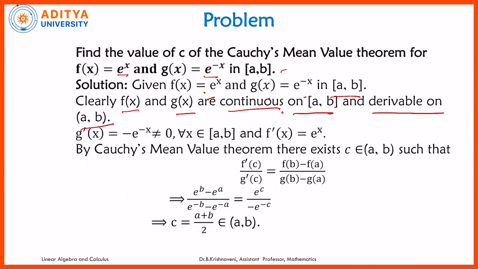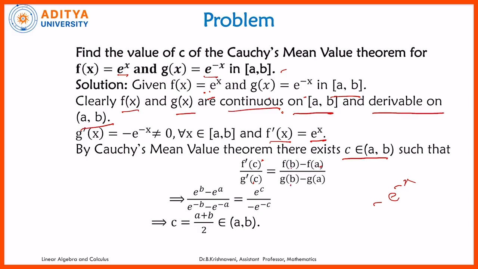Now g dash x is minus e power minus x, which is not equal to 0 anywhere in the interval a comma b. And f dash x is e power x. So all three conditions are satisfied, hence apply Cauchy mean value theorem. There exists c belonging to a comma b such that f dash c by g dash c is equal to f of b minus f of a by g of b minus g of a.